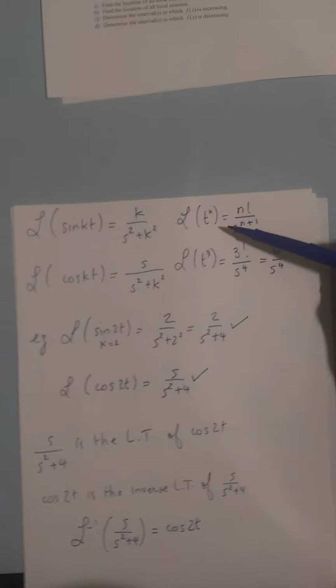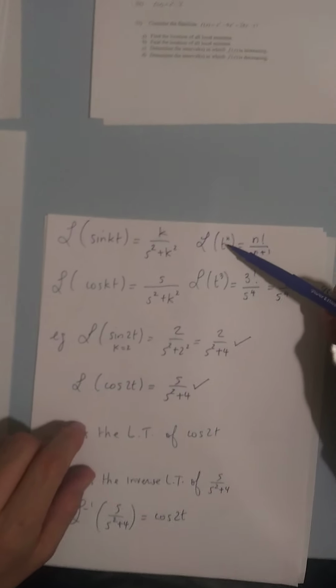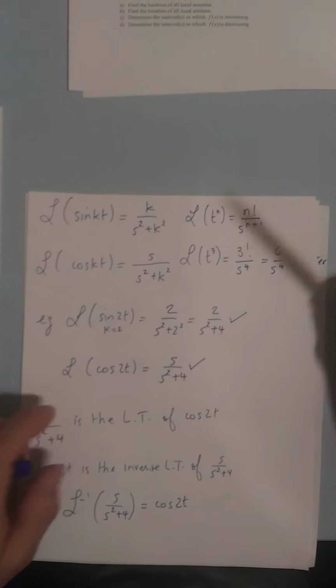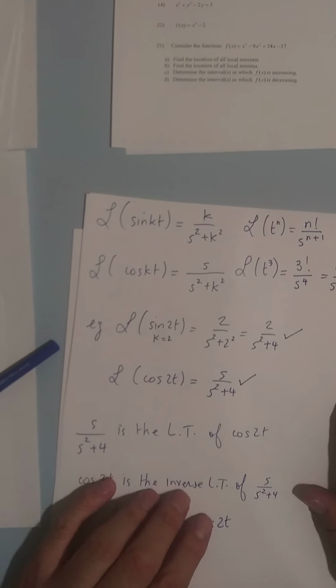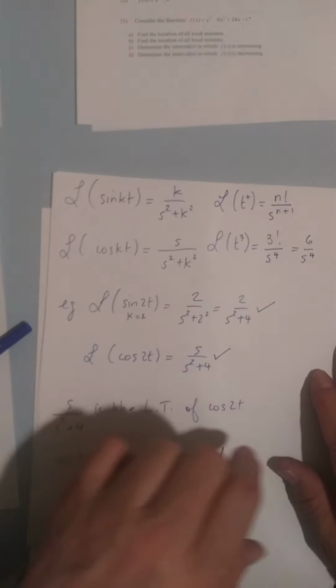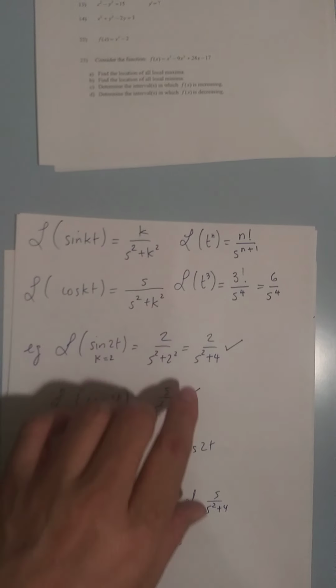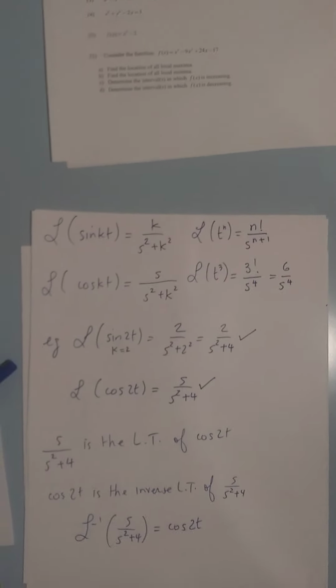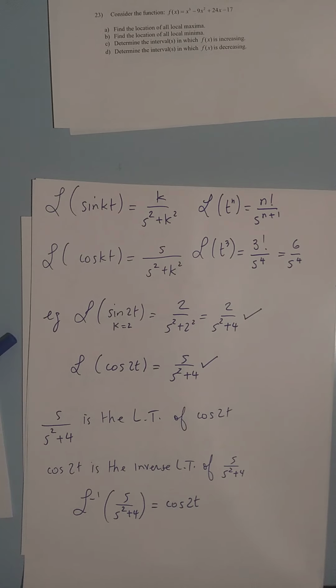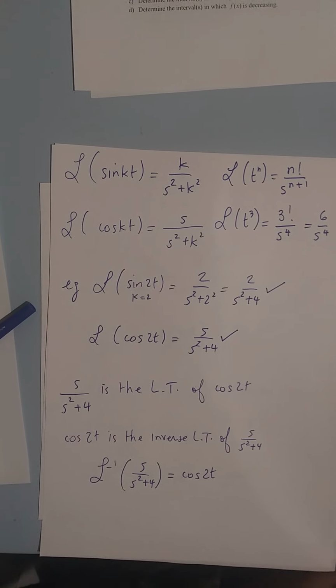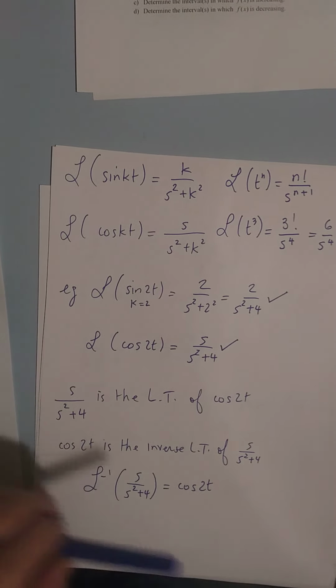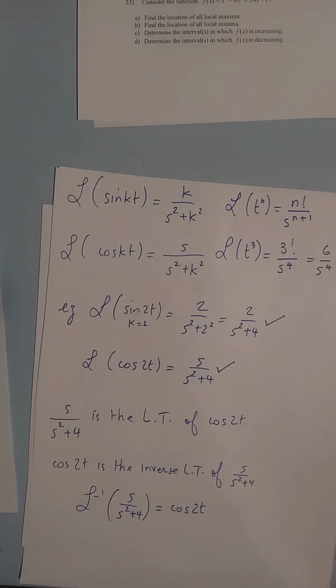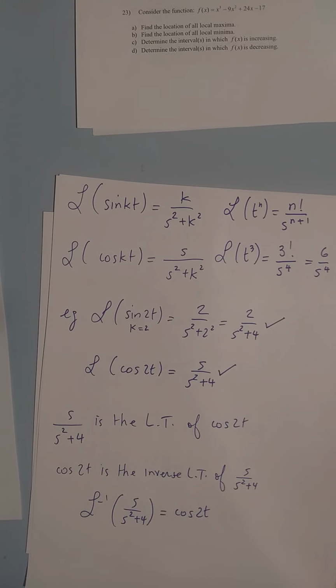Another transform is the Laplace transform of t to the power n. T to the power n, its transform is n factorial over s to the power n plus 1. So for example, the transform of t cubed would be 3 factorial over s to the power 4. Okay, 3 factorial is 3 times 2 times 1, which is 6 over s to the power 4.